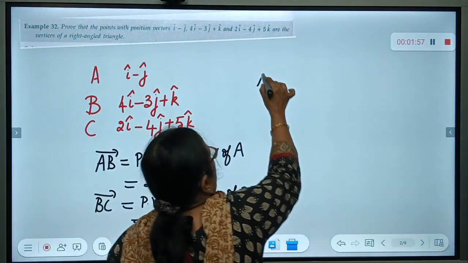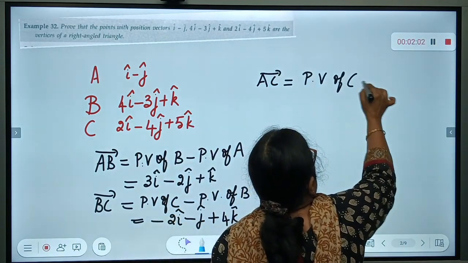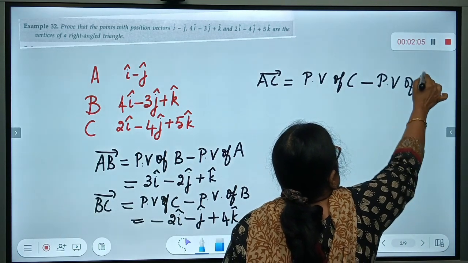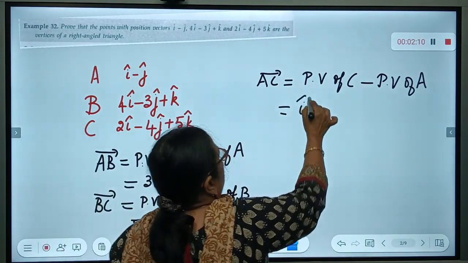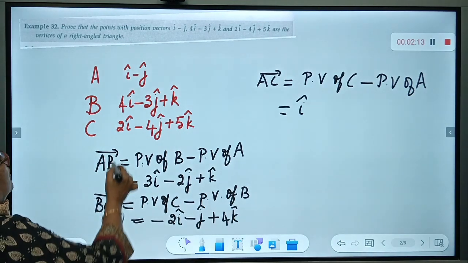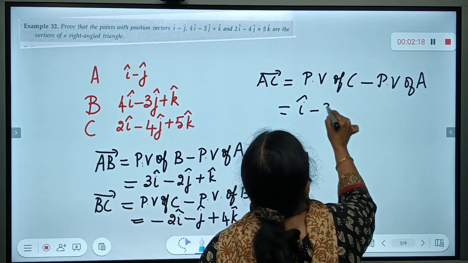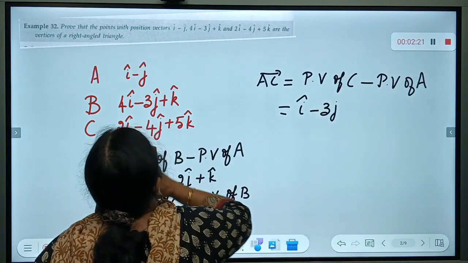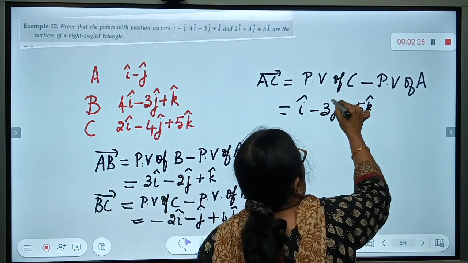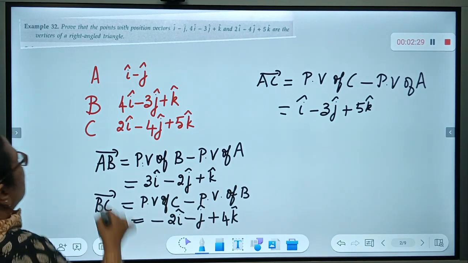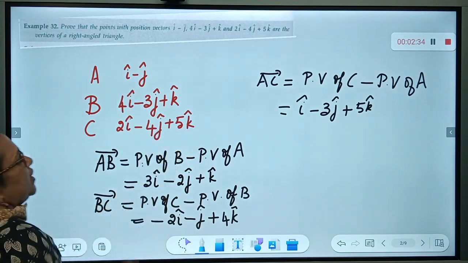Now, what will be AC vector? AC vector will be position vector of C minus position vector of A, which will be 2i minus i, which is i, minus 4j plus j will be minus 3j, plus 5k minus 0k will be 5k. I am finding AC vector. AC vector is 2i minus i, which is i, minus 4j plus j is minus 3j plus 5k.